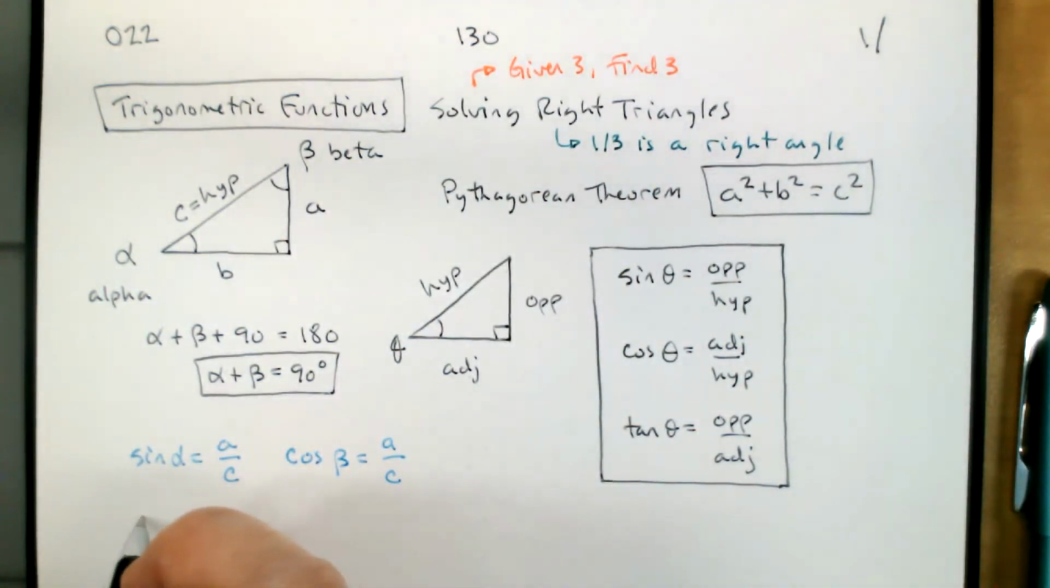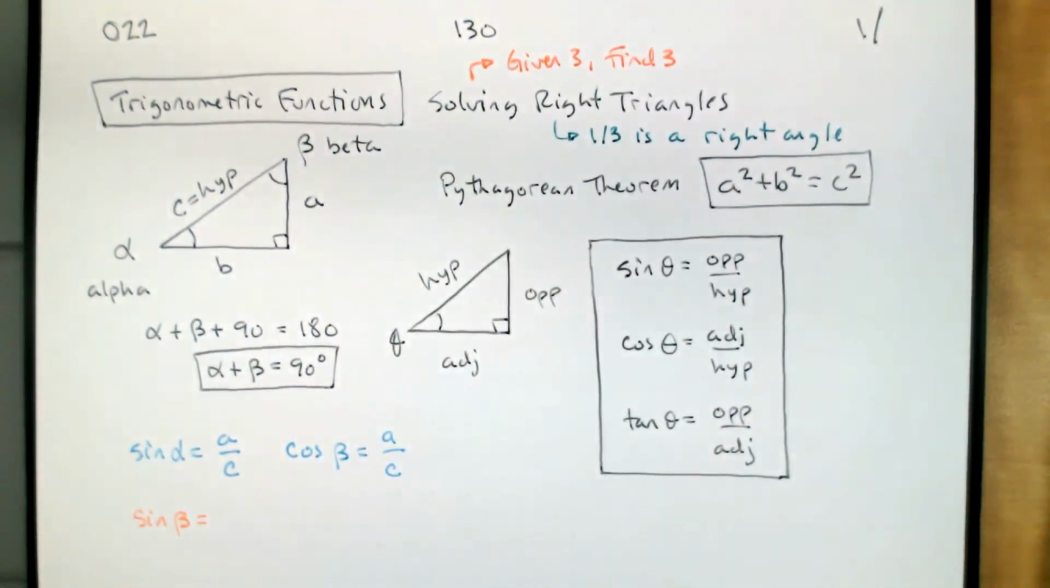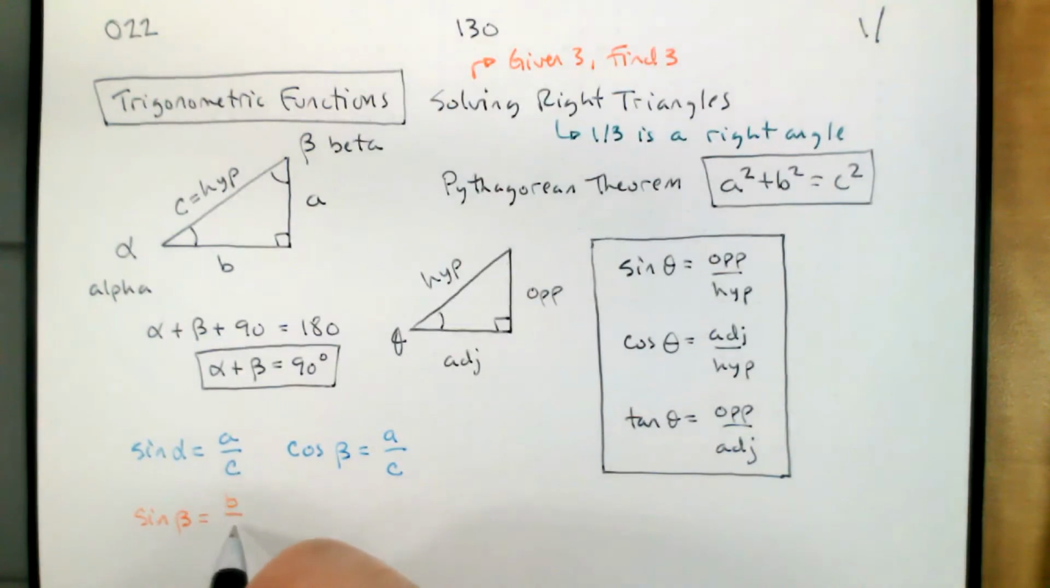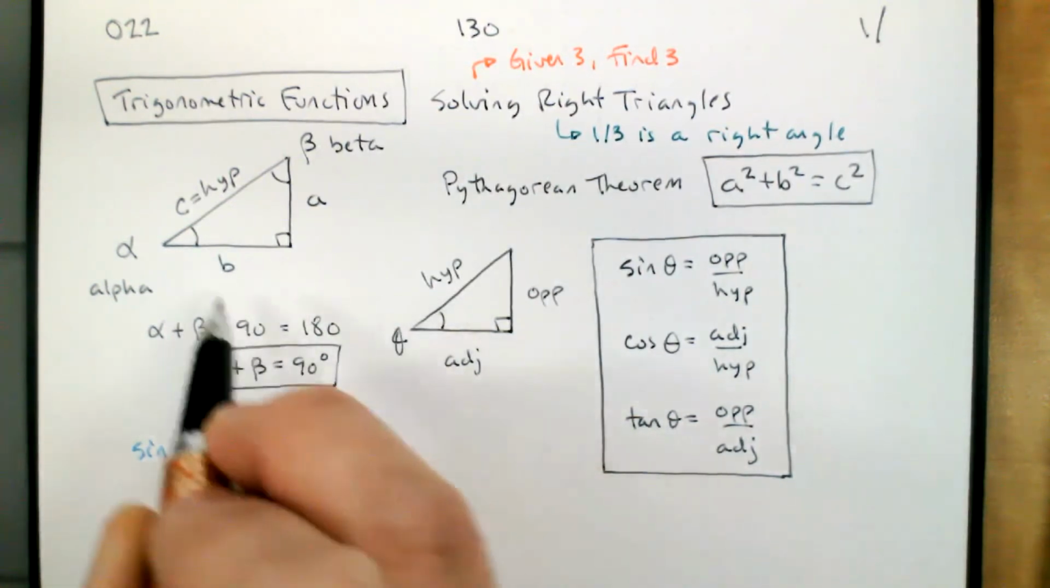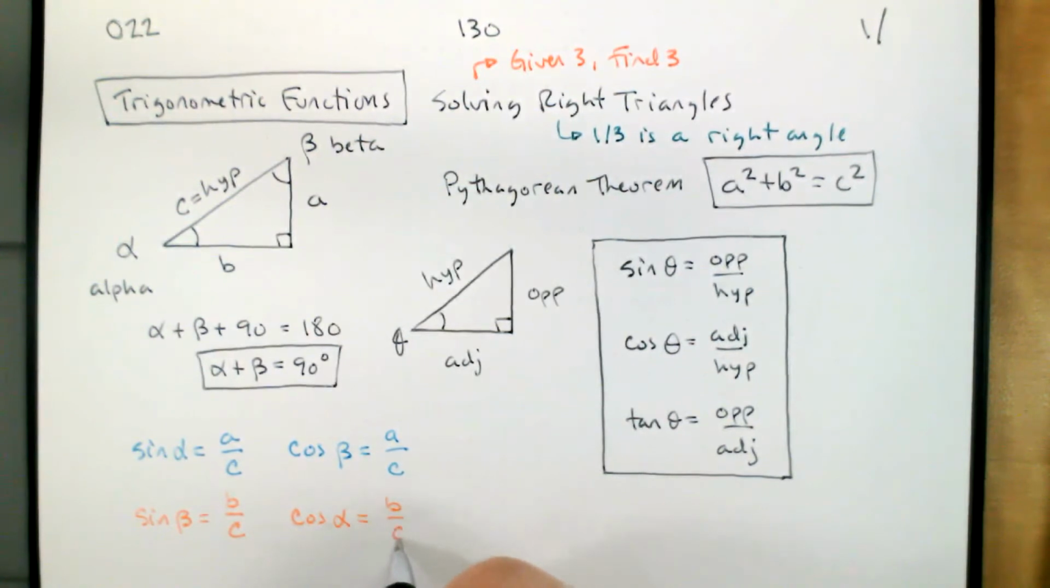If I set up the sine of beta, we would take the opposite, which for beta is B, and the hypotenuse is C. Also, the cosine of alpha is adjacent over hypotenuse. B is adjacent to alpha and opposite beta.